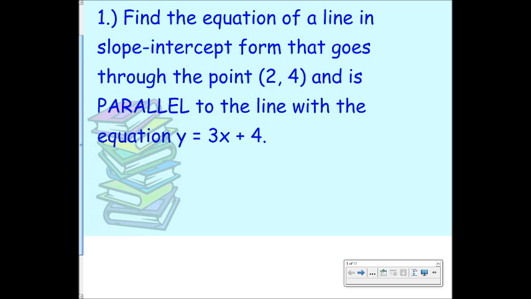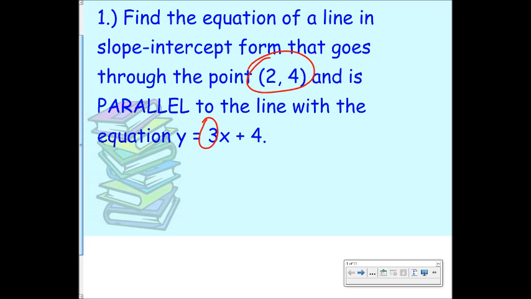Okay, so we're working with this point, all right? And then what else? It has to be parallel. So Desiree, since it has to be parallel, what's the slope in this equation? Which number is the slope? The 3 or the 4? The 3. And since it's parallel, that means in your other equation, your slope should also be 3. Exactly the same.